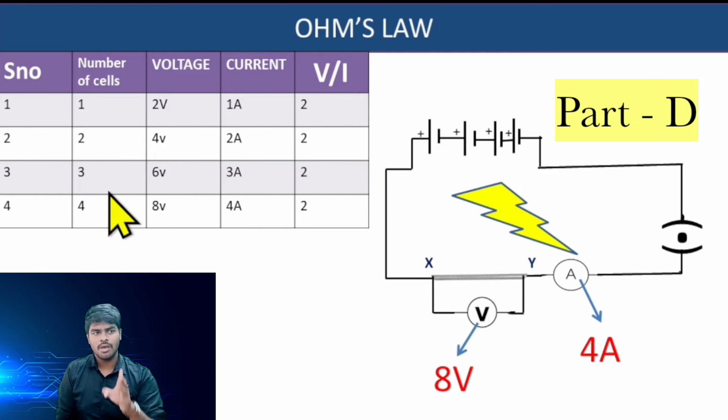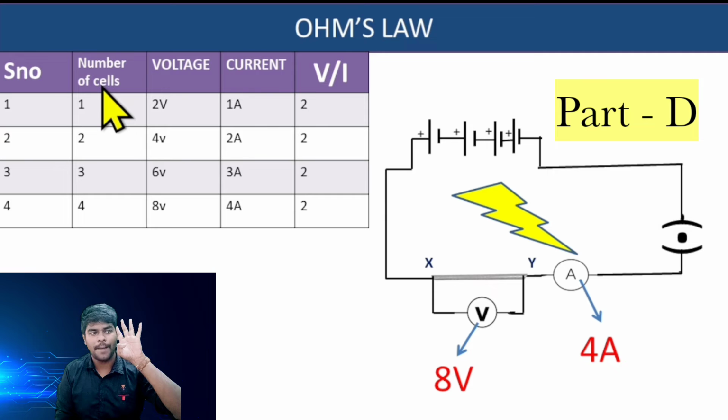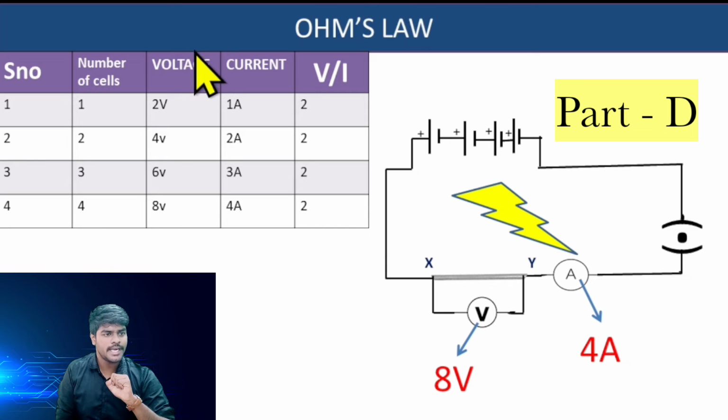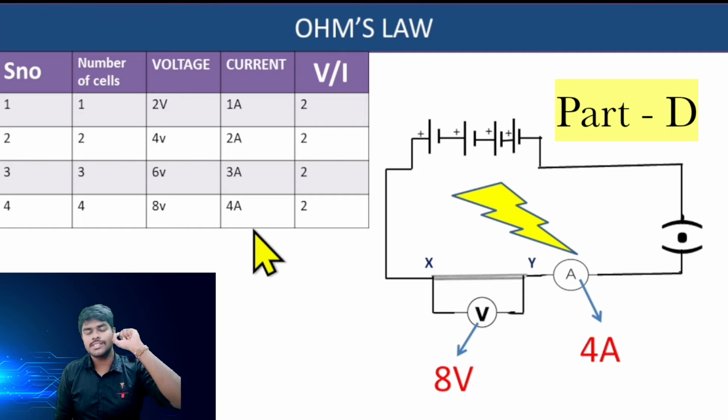In part C, we connected 3 cells. Again, voltage increases, current increases, but V by I ratio is same. Again, in the last, final part D, we connected 4 cells. What is the voltage reading? 8 volt. Current reading 4 ampere. V by I ratio is again 2.